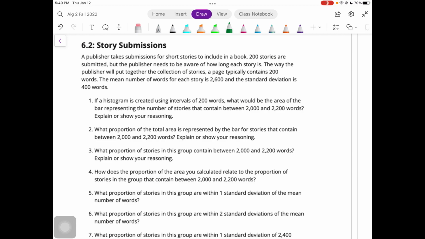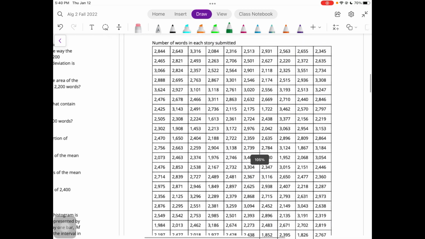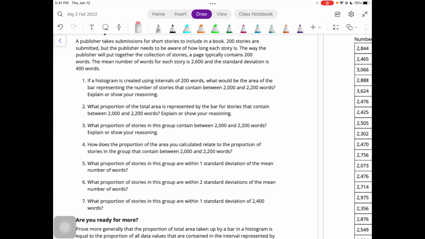And so we have a set of data that I'm just going to show you. You don't have to do anything with that. But what I have done is I've taken that whole set of data. So there are all the, let's see, how many, 200 stories. There's 200 stories and how many words are in each of those stories. All right, so the mean number of words is 2,600 and the standard deviation is 400. All right, so if a histogram is created using intervals of 200 words, what would be the area of the bar representing the number of stories that contain between 2,000 and 2,200 words?